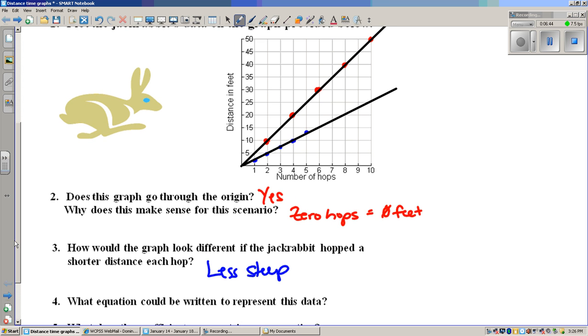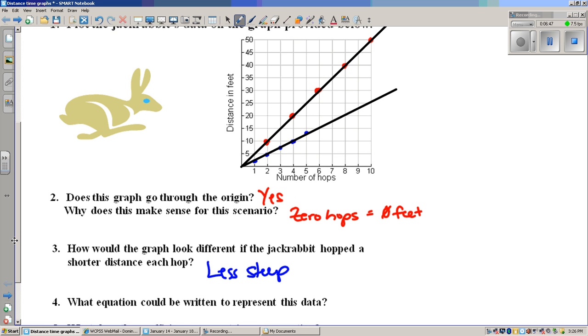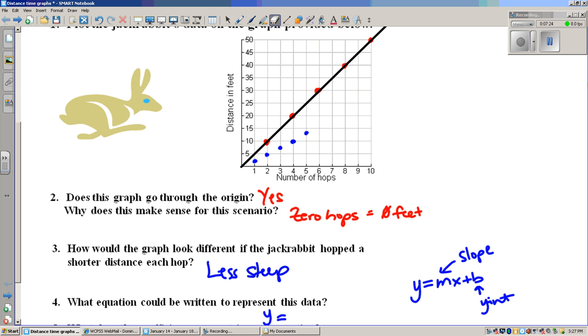All right, what equation could be written to represent this data? Hopefully you're thinking about equations in slope-intercept form, as we've been covering quite extensively the last few days. So slope-intercept form is y = mx + b, where m is our slope and b is the y-intercept. So if we're writing an equation to represent this data, let's start with y equals, our slope is what? Now I'm going to take this other line off that we drew, just so we don't get it confused with our real data.